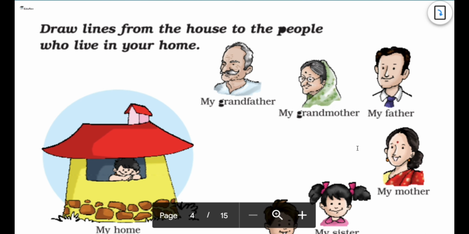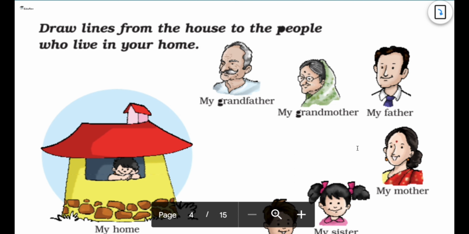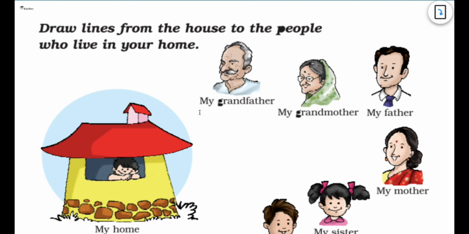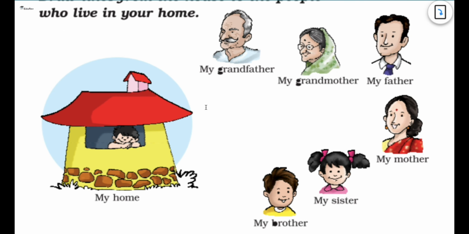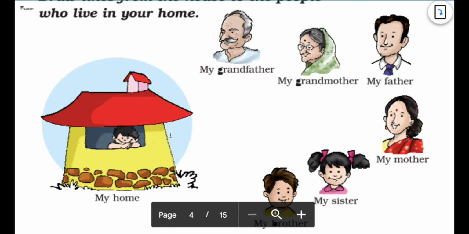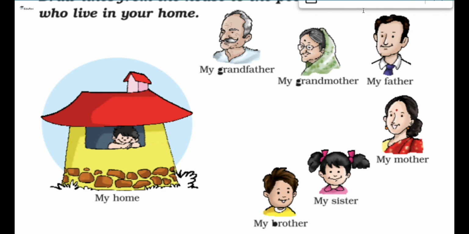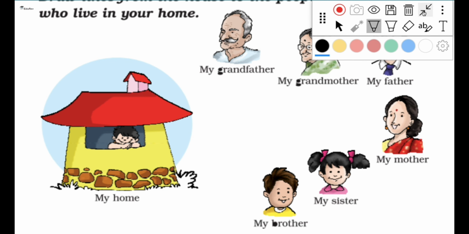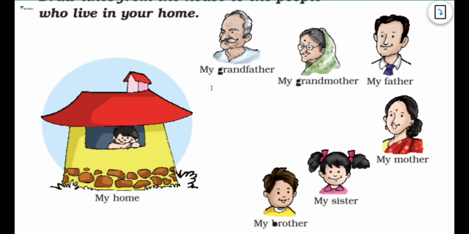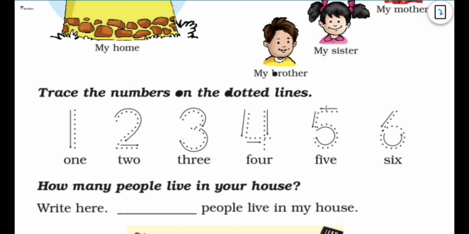So next is that you have to draw lines from the house to people. Now this is the house that is given, and you basically have to draw a line from this house to the people. So you have your grandfather, grandmother, father, mother, sister and brother. And this is your home. So you just have to draw lines from this house to these people. That's all you need to do in this question.